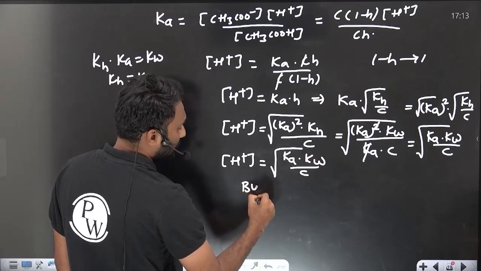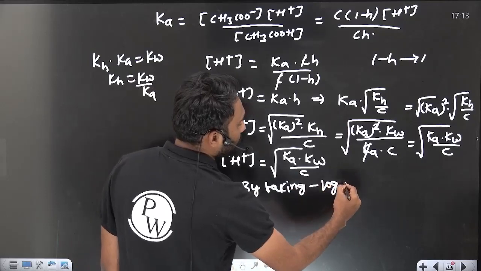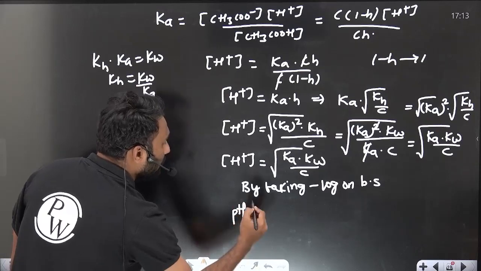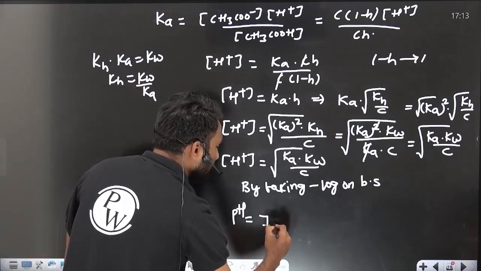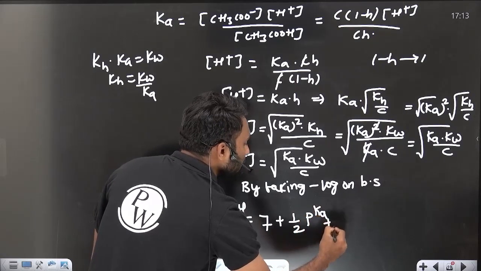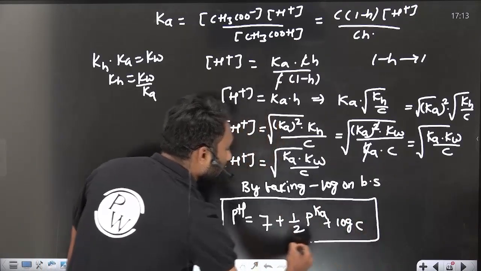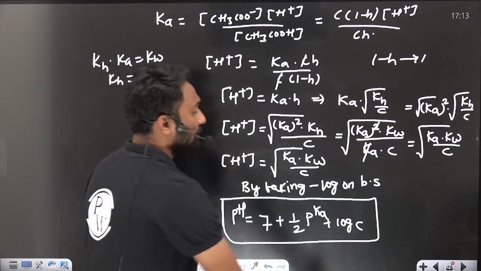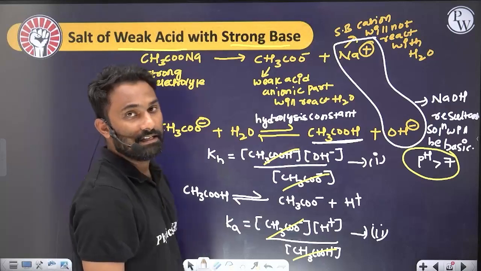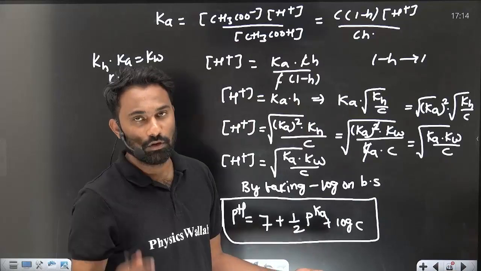Now by taking minus log on both sides, we'll get pH is equal to 7 plus half pKa plus log C. This is the formula for the salt of weak acid plus strong base. So this is the pH formula for weak acid plus strong base. Okay. Now this is the derivation.